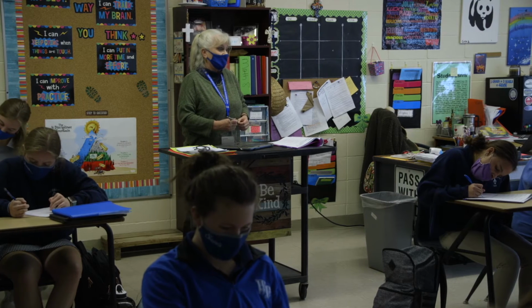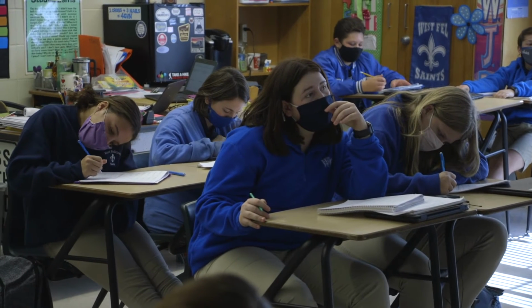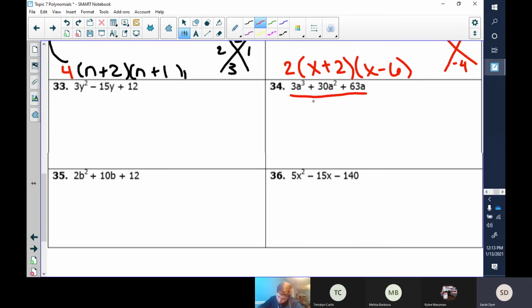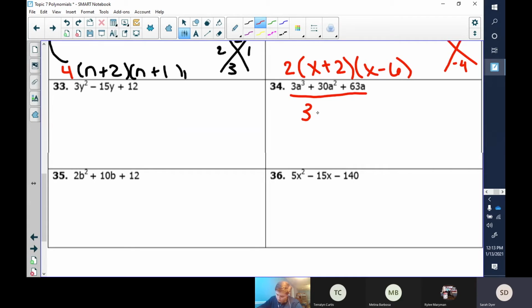Because they all have variables. Ah, they all have variables. That is true, Addie. And you said it has an a to the what? That's a to the third power. So do you see then a common factor? 3A. 3A. Okay?